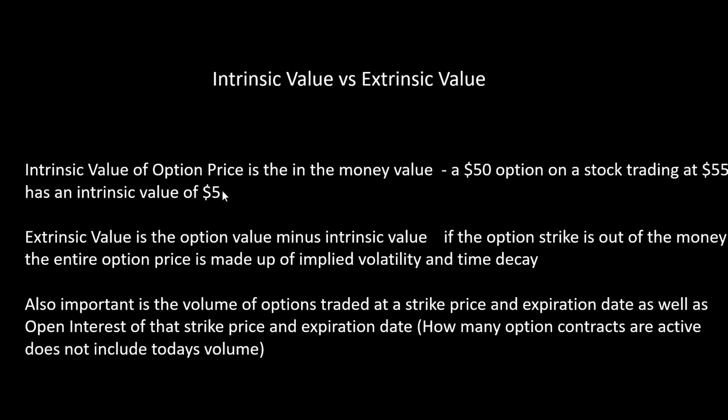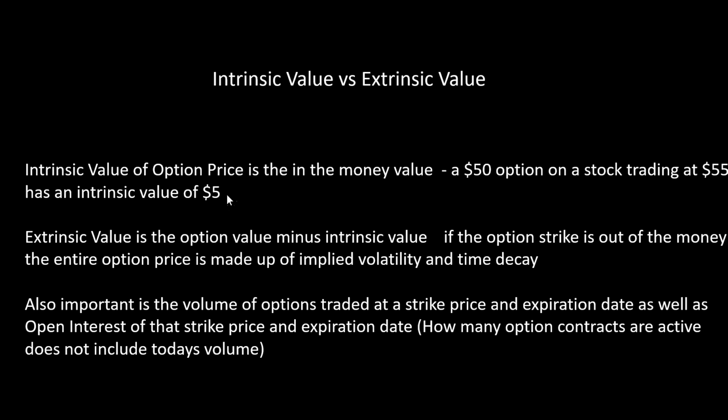Now, if you had to pay $7 for the option, the $2 extra is called extrinsic value. This is the value of the option that's outside of the price, and that is the value of the option that can be reduced based on implied volatility changes or time decay. That's what's going to impact the price of it.